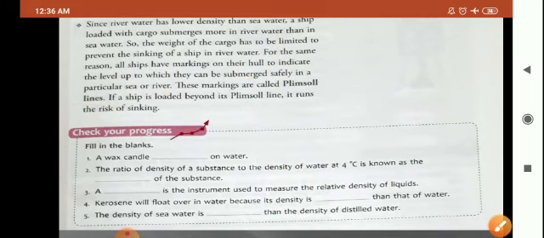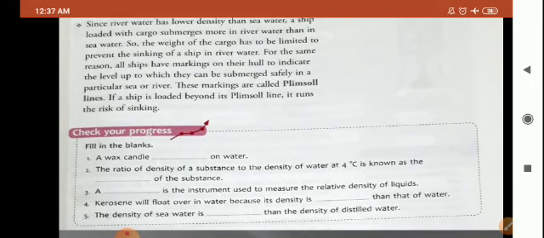If the ship is loaded beyond its Plimsoll line, it runs the risk of sinking. So children, all the applications, I suppose it is clear to you, and do read it by your own also, it will be more clear to you. Okay, and this point is also clear to you that sea water is denser than river water.